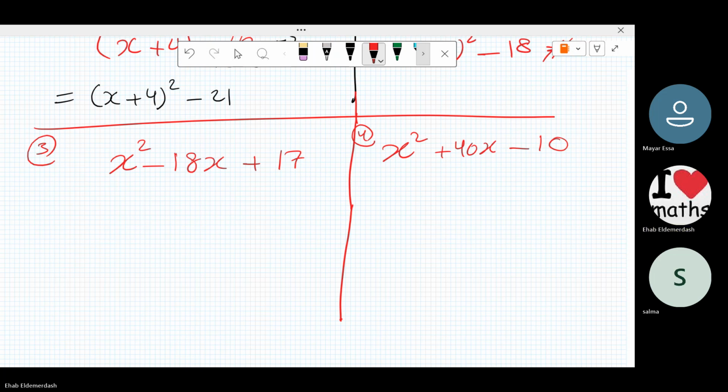سهل خالص. والنبي الماثماتكس ده سهل والله العظيم. انتوا شدوا حيلكم بس شويه، ركزوا شويه بس.